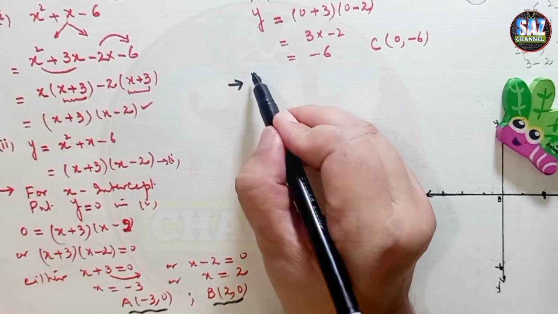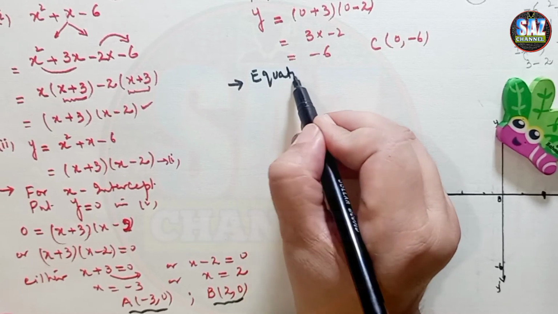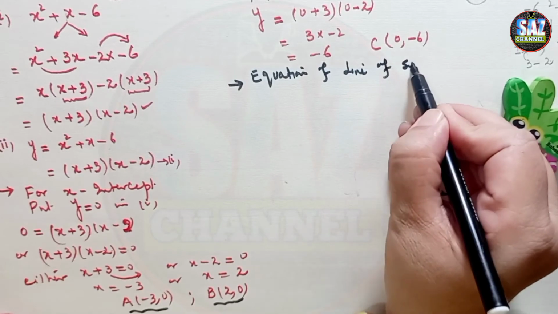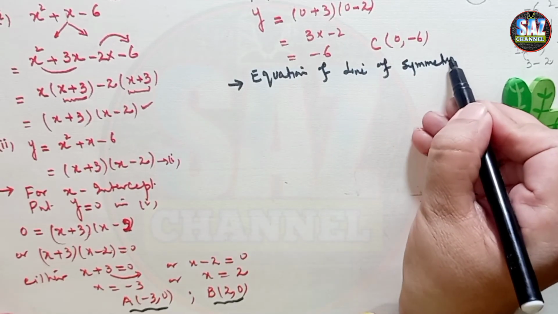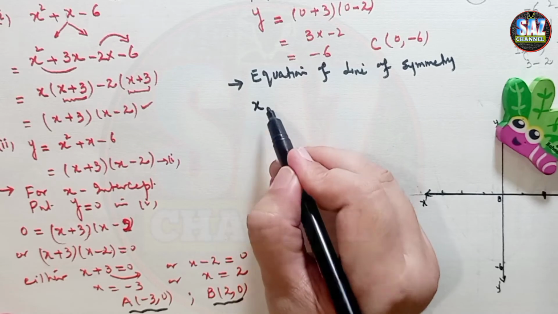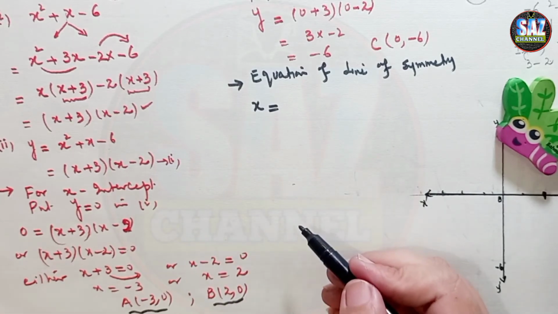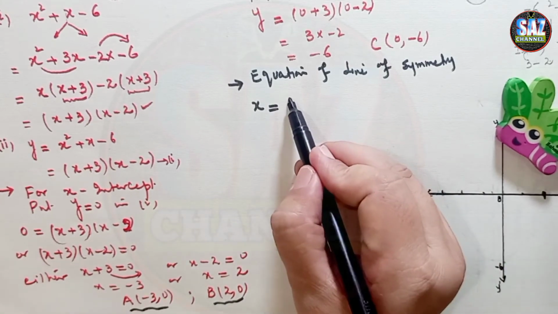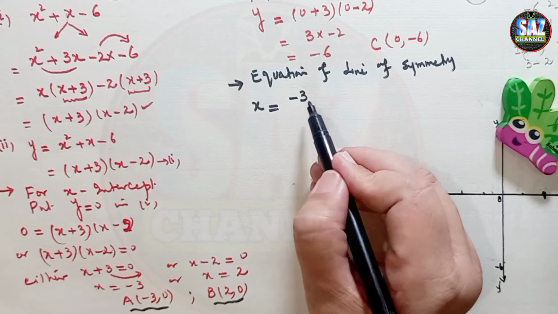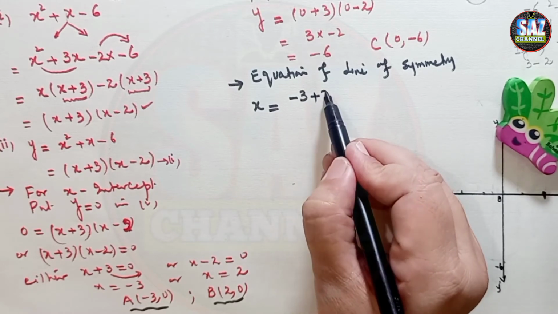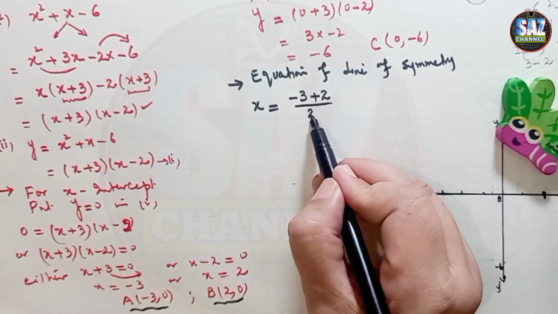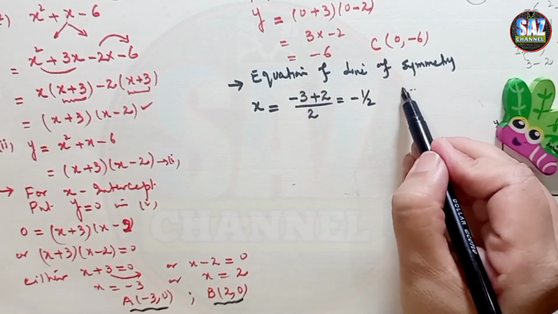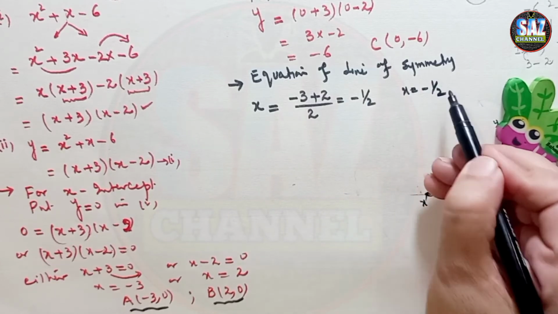And now the next thing is that we have to check the symmetry of this curve. Equation of line of symmetry: recall that the line of symmetry is halfway between the x-intercepts. Halfway means it's a midpoint, or it lies right in between. So we have to add up both the intercepts and make them half, and this will give me minus 1 by 2.